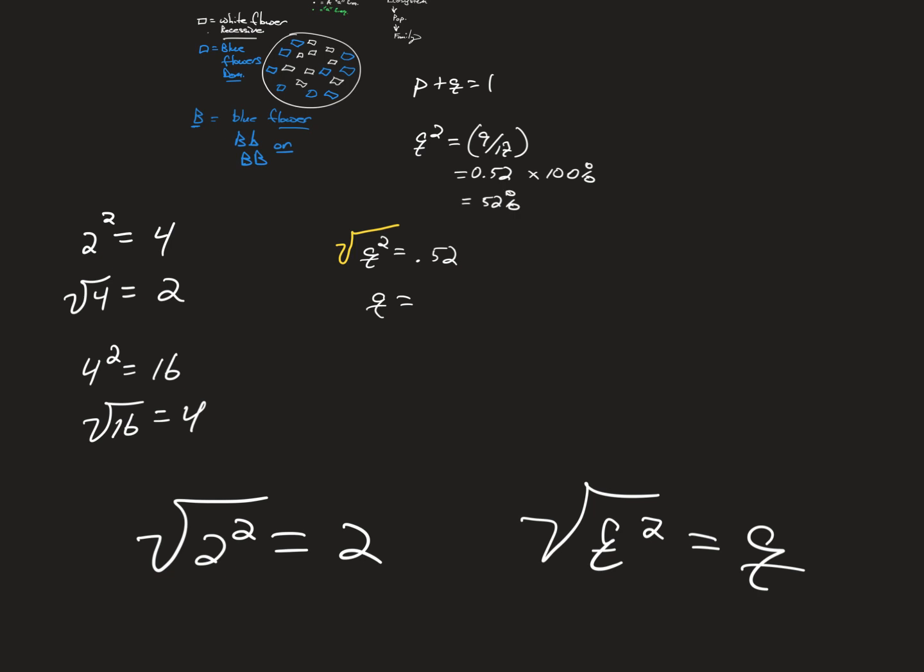Oh, bummer. Well, take the square root of 0.52. That gives you Q. Once you have Q, you can figure out what P is, because P plus Q equals 1. So now you're just subtracting. And now you've got P and Q, and you can figure out all the different genes in the population.